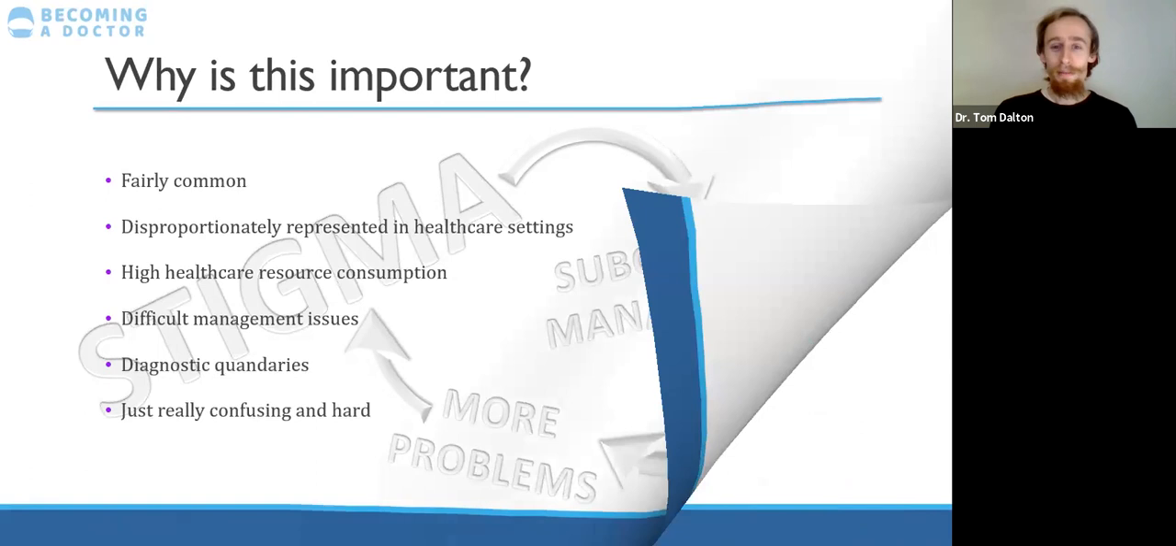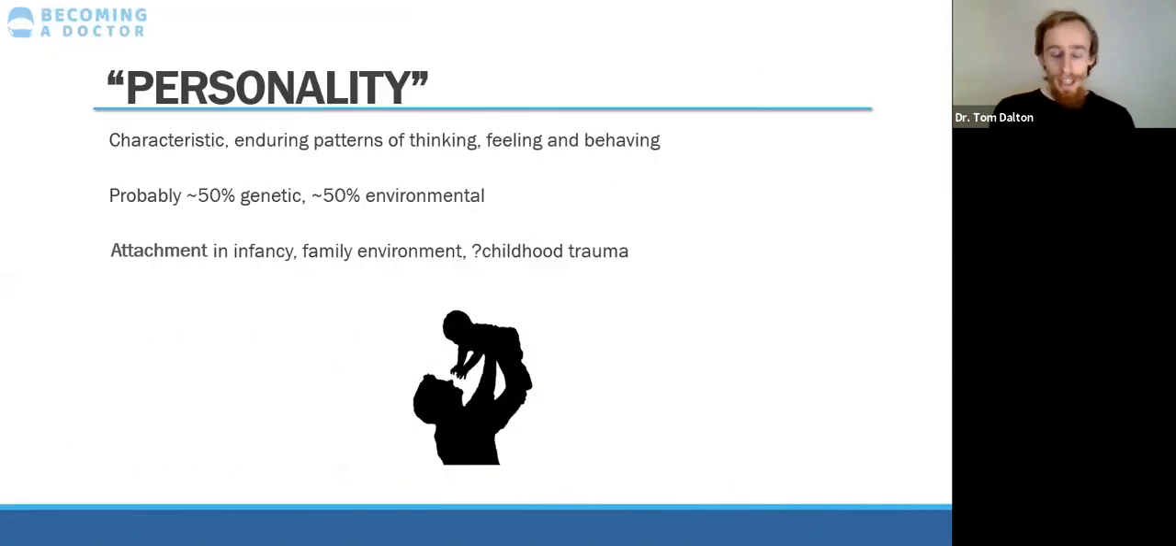As we said, this is what we mean by personality: characteristic patterns of the way you think, the way you feel, the way you behave. In terms of how it forms, obviously there's a genetic component, but the environmental component is really key. And what's really important in terms of developmental environment and the formation of personality is attachment.